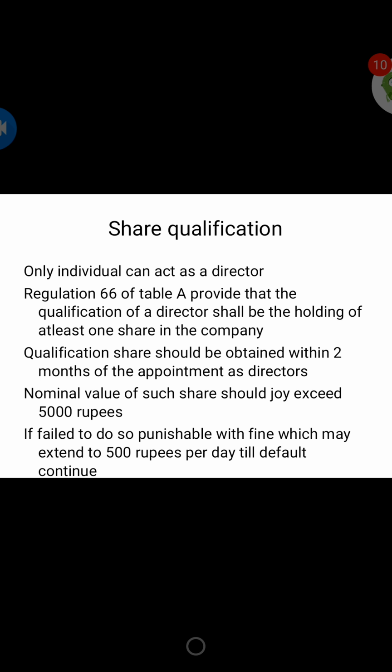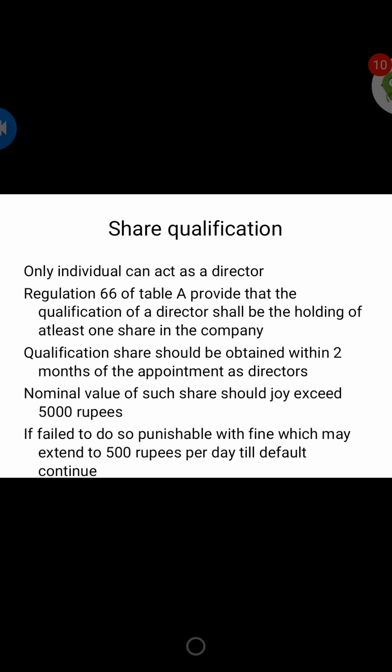The next topic is qualification shares, or share qualification. Under the Companies Act, only an individual can act as a director. What does it mean? Any firm, association, club or corporate is what we call a separate entity, and that separate entity is not eligible to be a director.